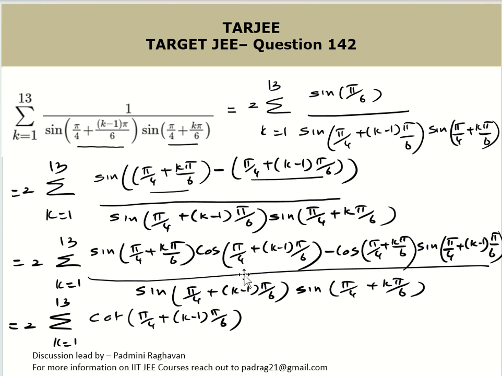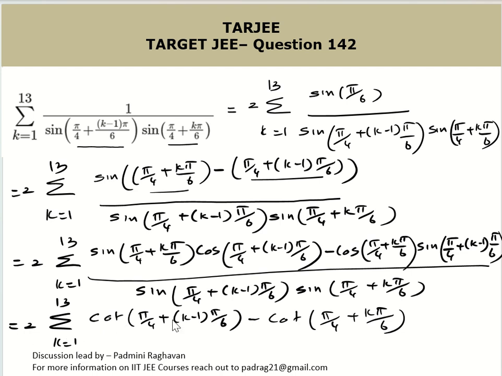Let's see the second term. Second term is this divided by this. You can see on top we have sine of pi by 4 plus k minus 1 times pi by 6, divided by sine of pi by 4 plus k minus 1 times pi by 6, which will get cancelled. I am left with cos divided by sine with the same angle. So I can write that as minus cot of pi by 4 plus k pi by 6. Now we have managed to express this as a difference of two terms. All we need to do is substitute k is equal to 1, 2, 3, etc.